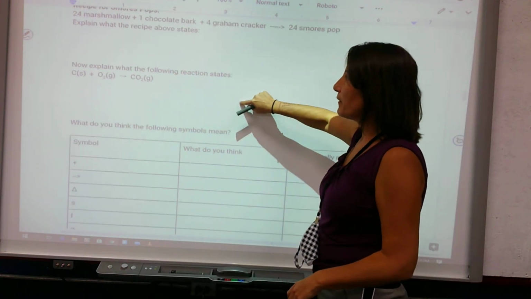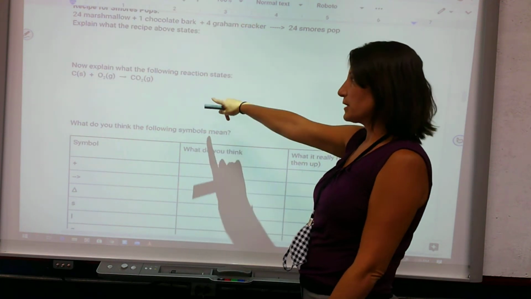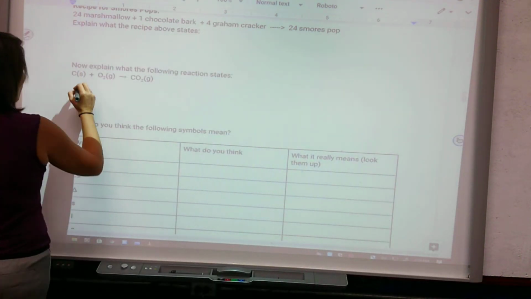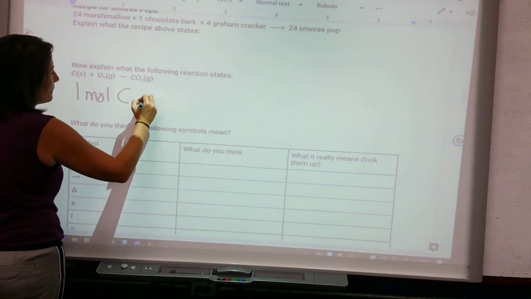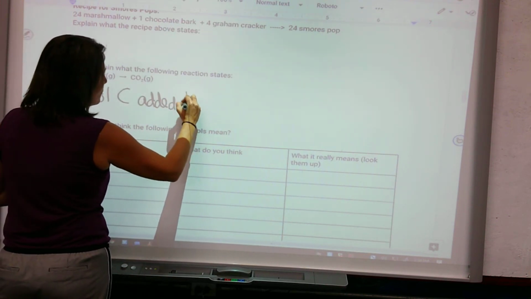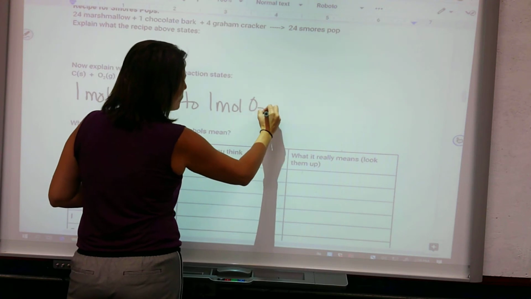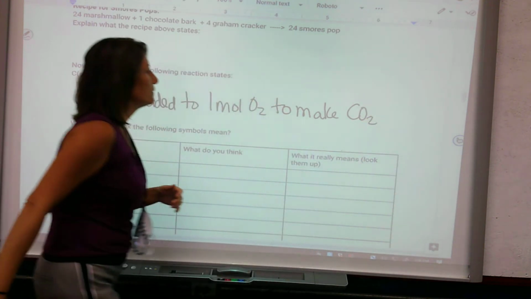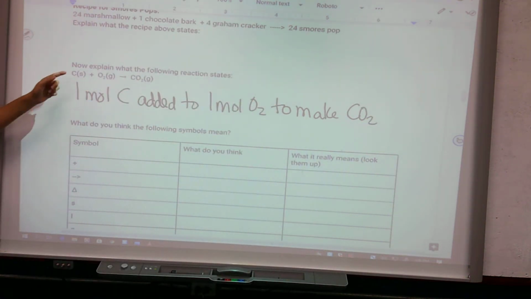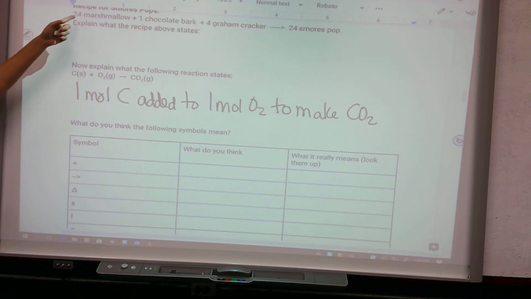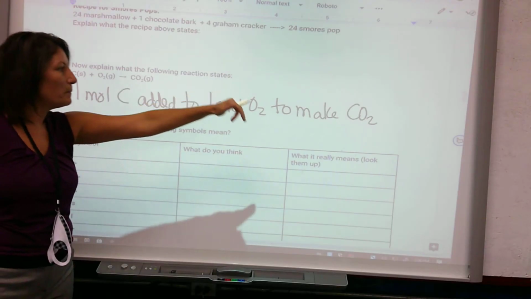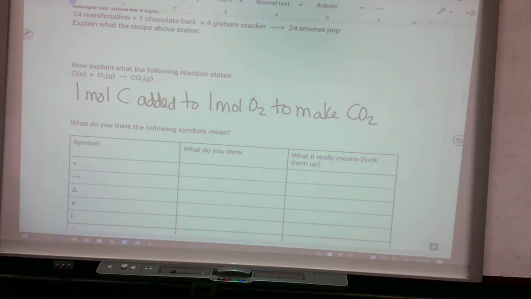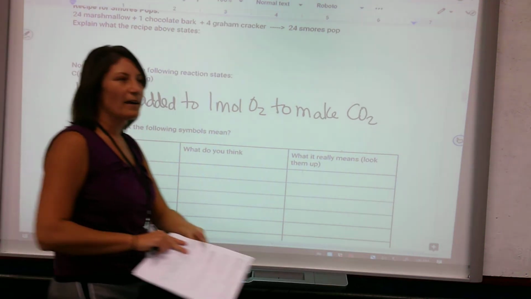So I said, okay, once we have explained that, let's now use what we did here to explain what's happening here in this chemical reaction. So what is happening here is that I have 1 mole of carbon added to 1 mole of O2 to make CO2. Alright, and the same goes for this. If I only have half a mole, like if I only had 12 marshmallows, if I only had half a mole of carbon, I'm not going to be able to make my CO2. Just like up here, I wasn't going to be able to make all my s'mores pops. Alright, so we'll talk a little bit more about that and the amounts of stuff.